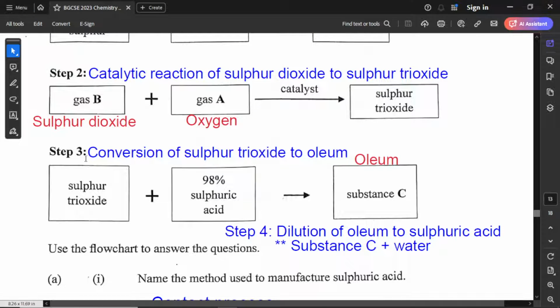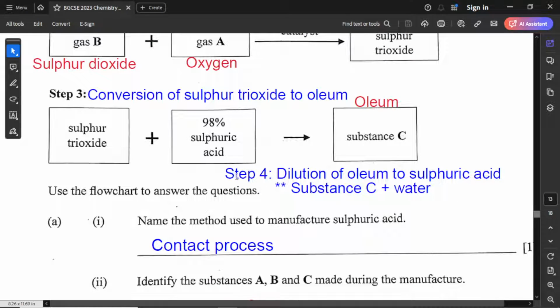All right, and for step 3, what's going to happen here is we form sulfur trioxide. The sulfur trioxide will react with sulfuric acid at 90%, so it's concentrated. And so what you're going to get here is a conversion of sulfur trioxide into what we call oleum. All right, and then for step 4, we're going to dilute the oleum to sulfuric acid. And so substance C, which is oleum, will react with water. So it's a dilution process.